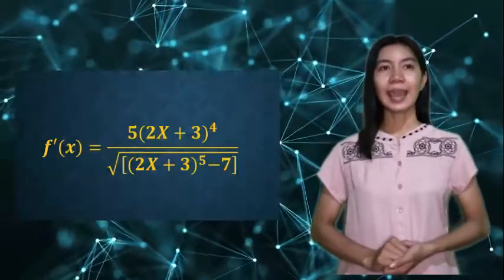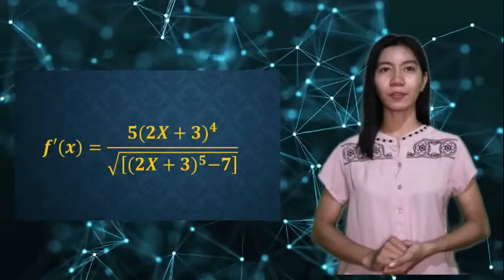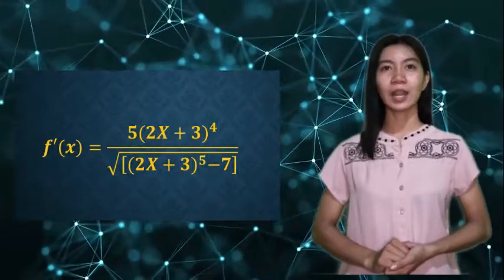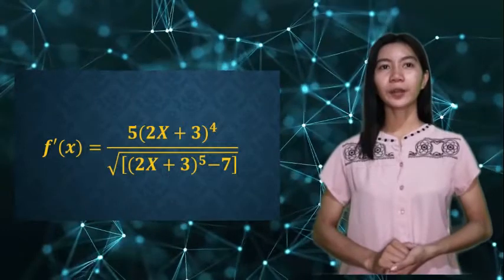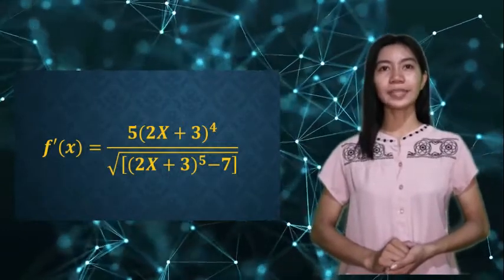Next, we need to get rid of the negative exponent. We need to use the property in algebra which says that a negative exponent in the numerator is a positive exponent in the denominator, and we will rewrite the positive 1/2 exponent in the denominator. Lastly, we need to change the 1/2 exponent back to the square root. So, our final answer is f prime of x equals 5 multiplied by (2x plus 3) raised to 4 over the square root of 2x plus 3 raised to 5, minus 7.